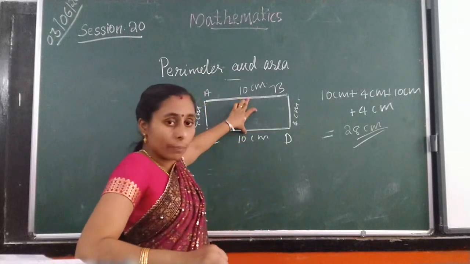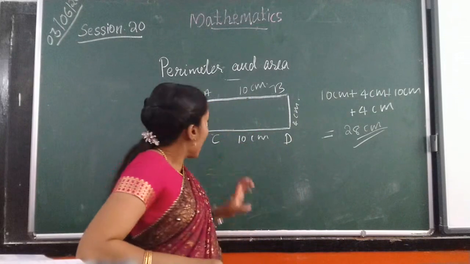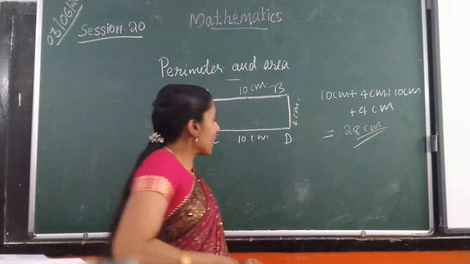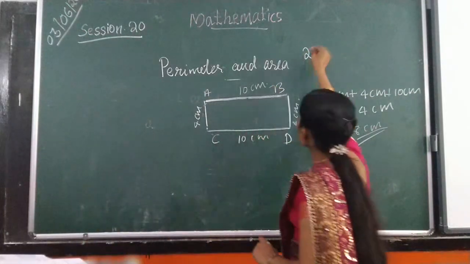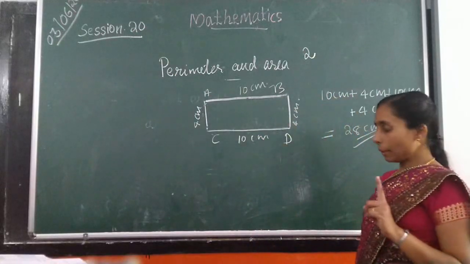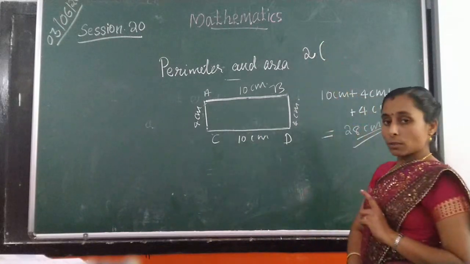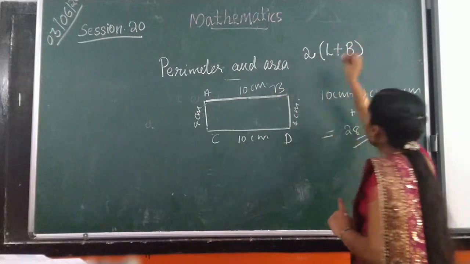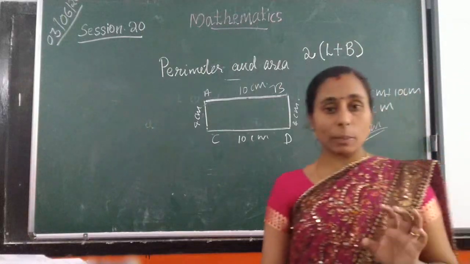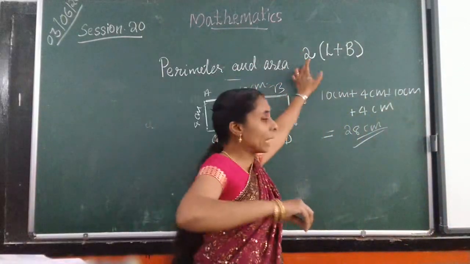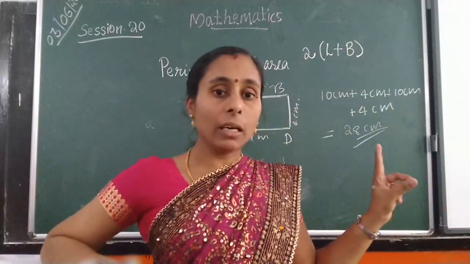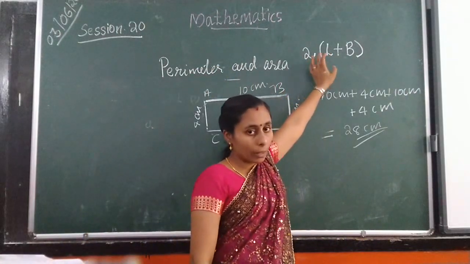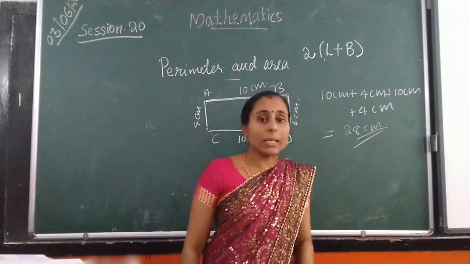Here, 2 times the length is there, and 2 times the width is there. This is length and this is width. So that 2 we can take common and put a bracket. Then what are we going to add? L plus B. 2 into L plus B. What is the perimeter of a rectangle? 2 multiplied by L plus B. Bracket shows multiplication.